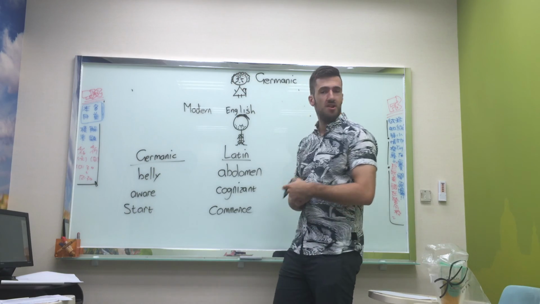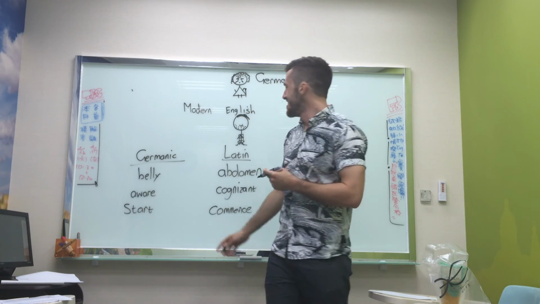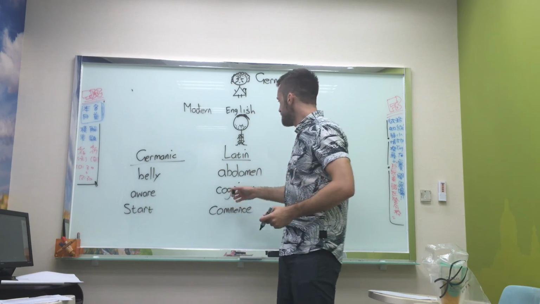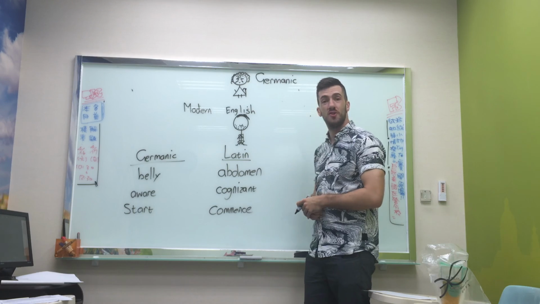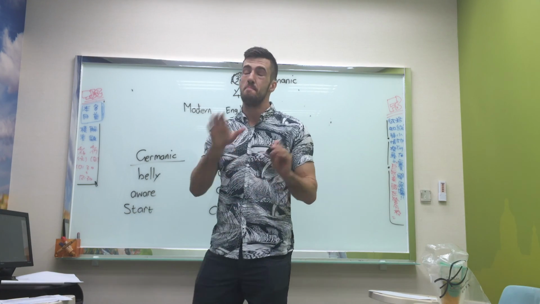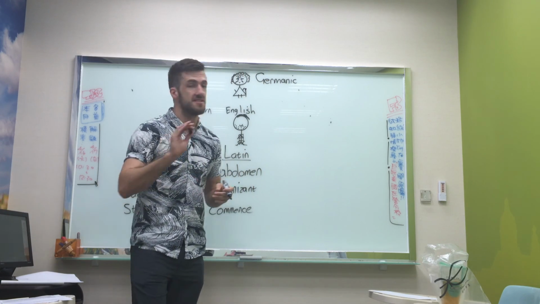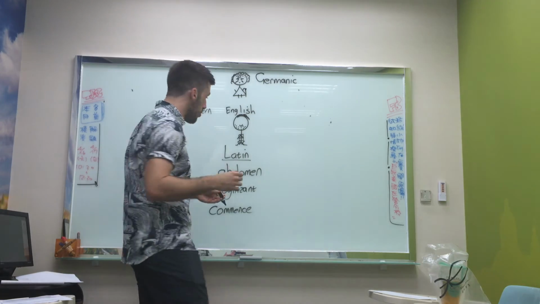These are the common words. The words that come from my mother. Not my mother. My language's mother. And my mother. She says these things. The Latin words that are more intelligent. Abdomen, cognizant, and commence. Now, there are many, many other examples of this, but these are three that I think are very useful to you to know.